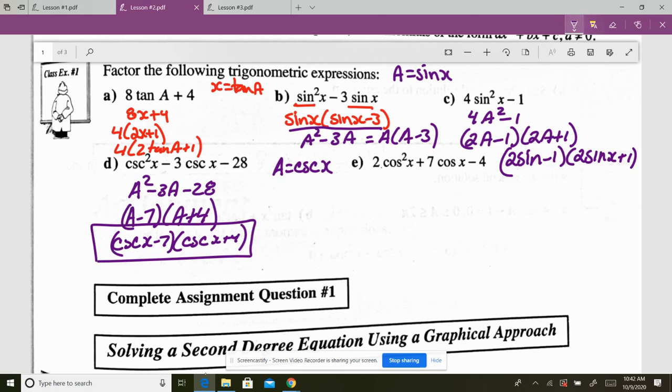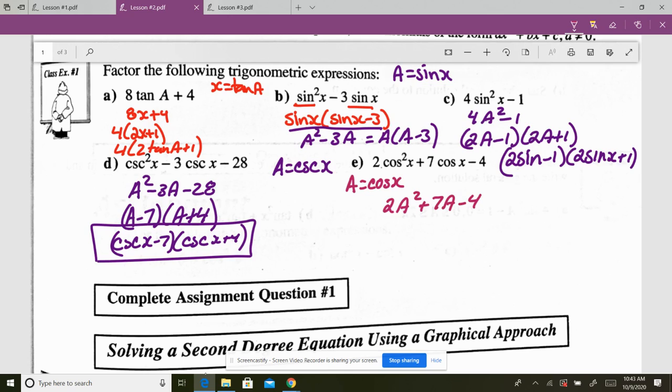And then the final one, I will sub out this one. I'll let a equal cos of x. So I get 2a squared plus 7a minus 4. And these are the ones that everybody solves differently. I don't care how you do it, but you need to know how to factor these.